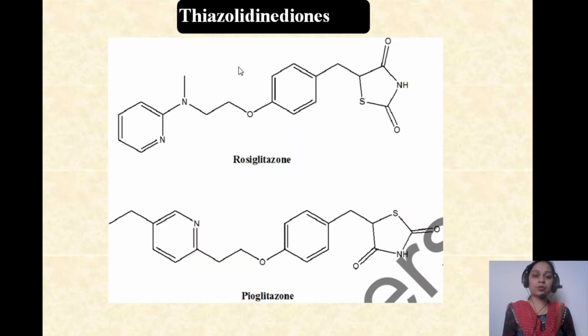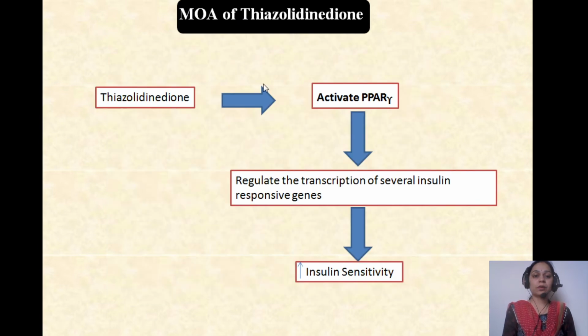Next category is thiazolidinone. These are the structures of rosiglitazone and pioglitazone. Now, mode of action of thiazolidinone. Thiazolidinone activates PPAR gamma. PPAR gamma means peroxisome proliferator activated receptor gamma, which regulates the transcription of several insulin responsive genes. So finally, it increases insulin sensitivity.